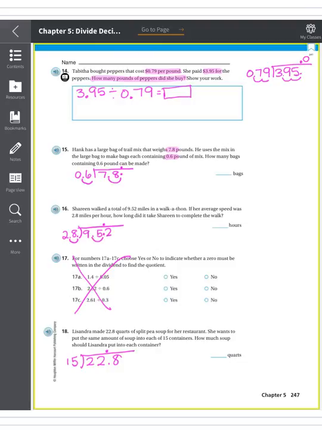We're going to skip 17. Go ahead and skip that one. And then number 18 is a simple division problem. Lysandra made 22.8 quarts of split pea soup for her restaurant. She wants to put the same amount of soup into each of 15 containers. How much soup should she put into each container? So you're going to divide. There is no decimal place here, so you don't need to move anything.